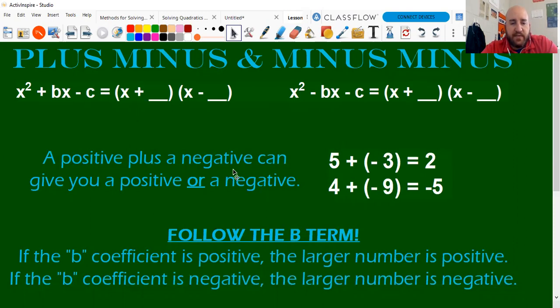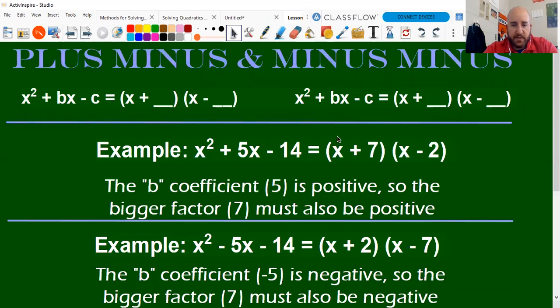So a positive plus a negative can give us either a positive or a negative. So 5 plus negative 3 is positive 2. 4 plus negative 9 is negative 5. We got to follow the B term. If the B coefficient is positive, which is our plus minus, the larger number is positive. That goes back to 5 and negative 3. It gave me positive 2. So if B was positive 2, I would have positive 5 and negative 3 here. If the B coefficient is negative, so if our B here on minus minus was negative 5, the larger number is negative. So I would have negative 9, positive 4. So positive 4, negative 9 would be up there.